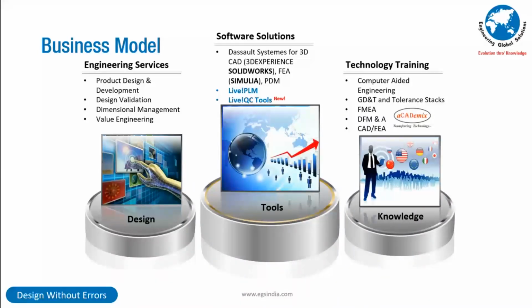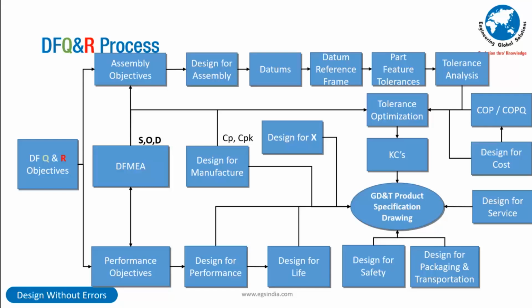Now, the design for quality and reliability process that we tell our customers to incorporate as a part of their new product development and process-centric activities in design is shown here. You start enumerating the quality and reliability objectives when you start designing a product. These need to be measurable objectives. You classify them into assembly and performance objectives.